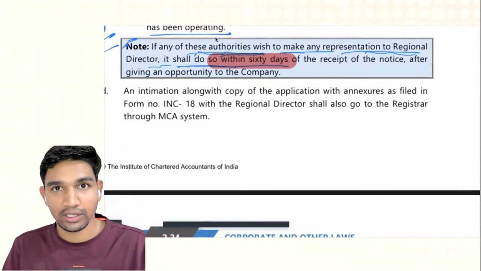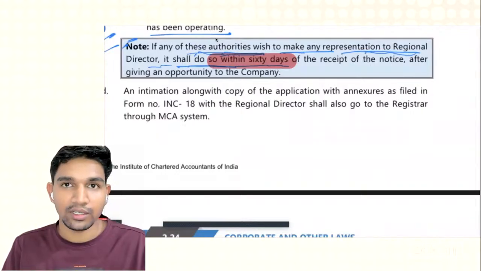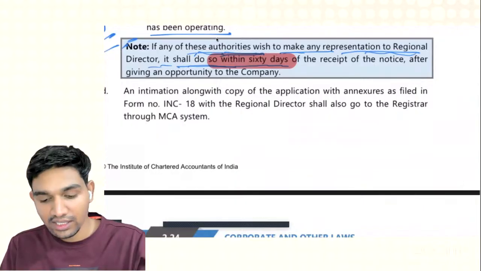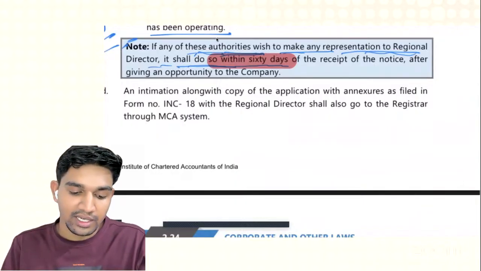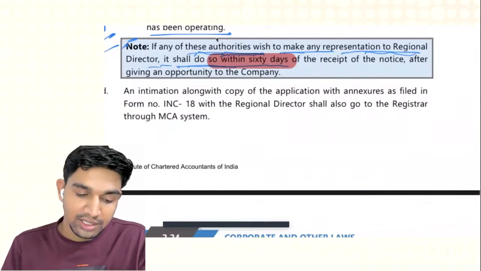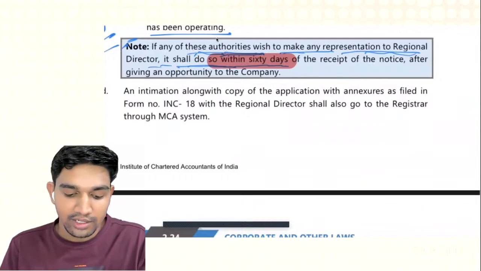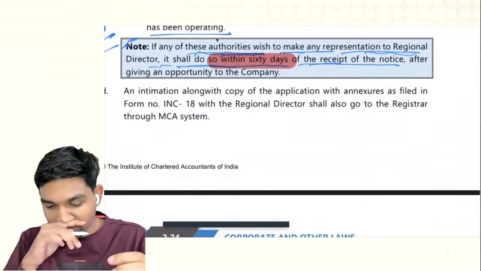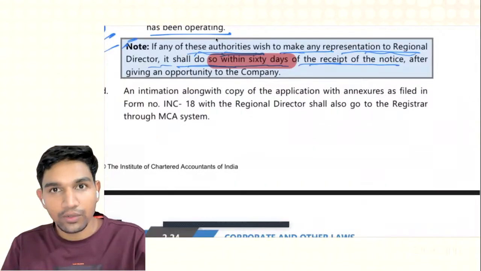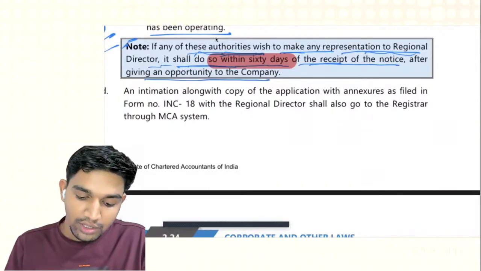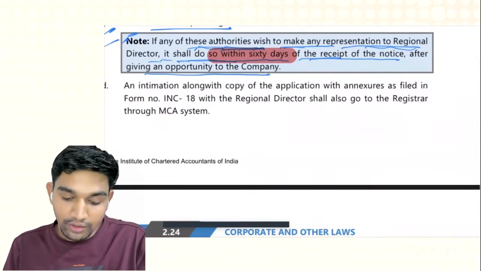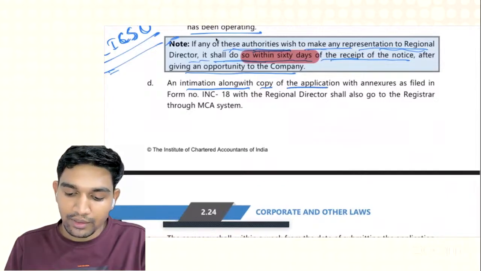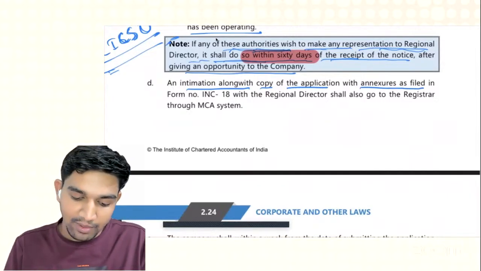So for these authorities, the ROC authorities get a period of 60 days. Within this 60 days, if they want to make any representation, they can make such representation to the regional director, within a period of 6 months from the receipt of the notice, after giving an opportunity to the company.